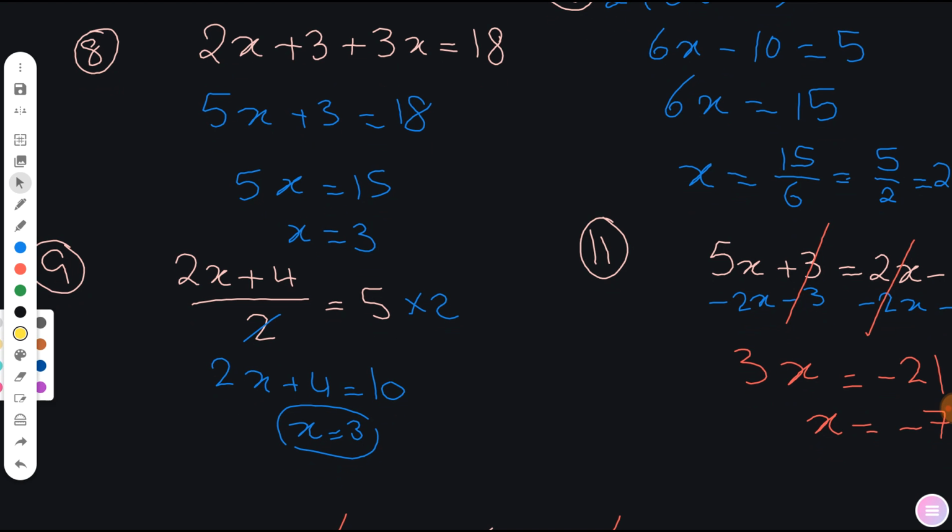Number 9, you need to get rid of 2 and positive 4 and over 2. First, before you move plus 4, you need to get rid of the denominator because it blocks the way to move anything. So we send it to the other side by multiplying by 2, it will be 10. Then we have positive 4, it will be 6, then 6 over 2, x equals 3.